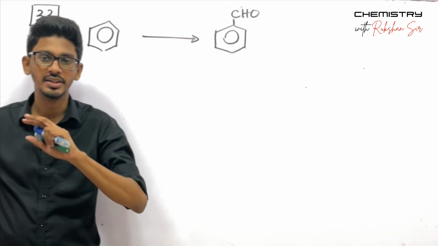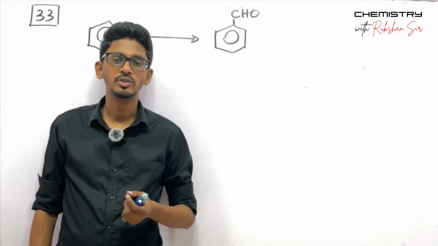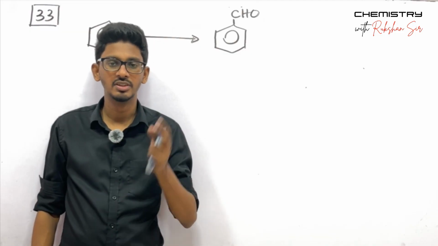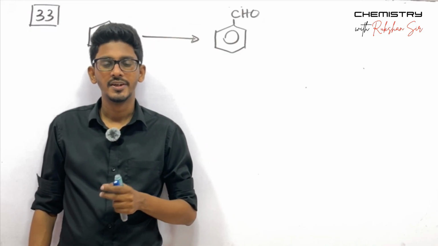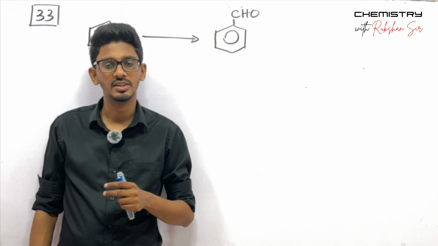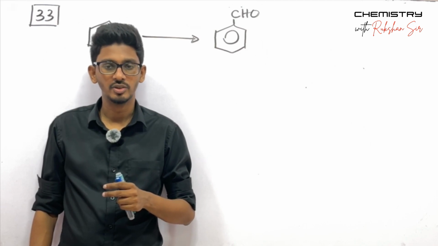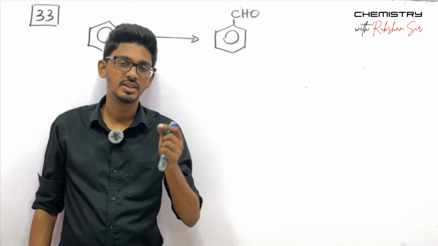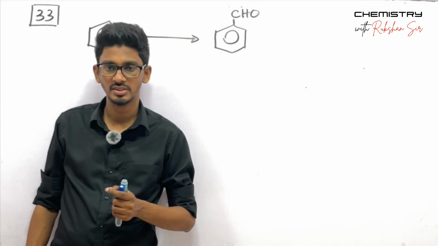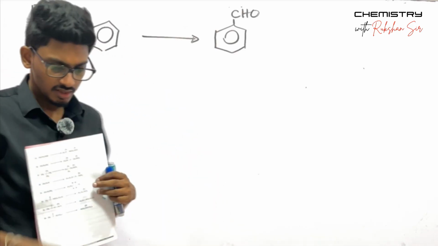So you can't directly connect an aldehyde group to the benzene ring, even though you can connect a ketone group to the ring directly by acid chloride acylation, but you can't directly connect an aldehyde group to the ring, right? Okay. Enough.